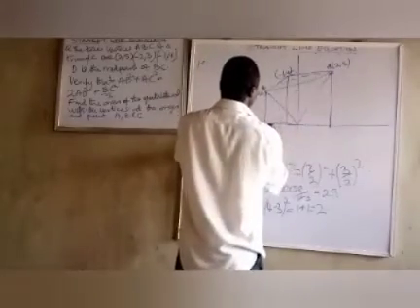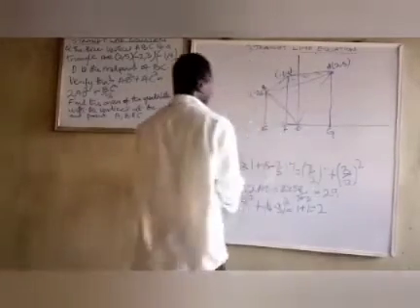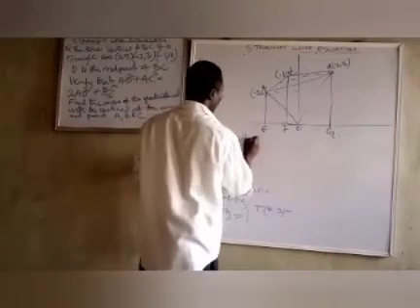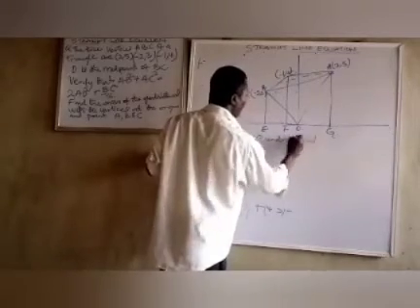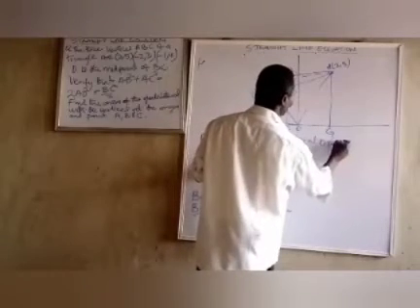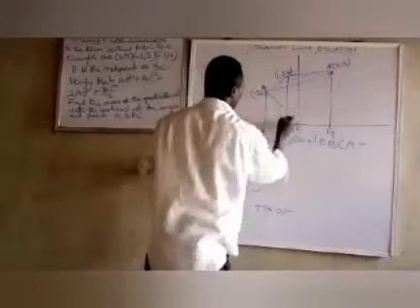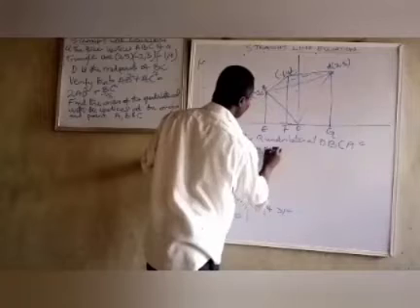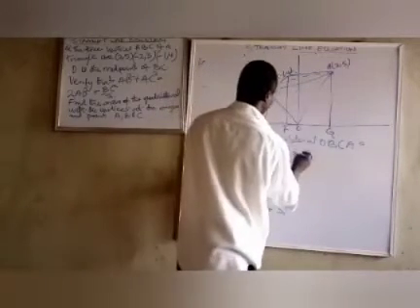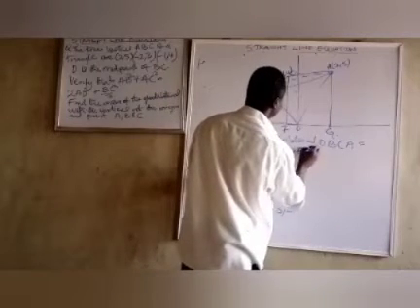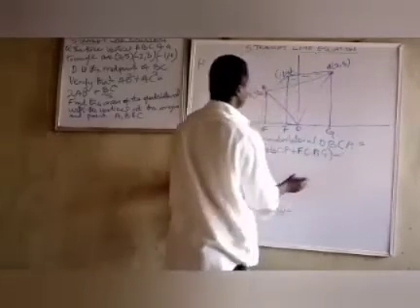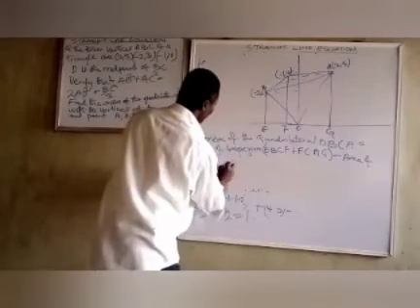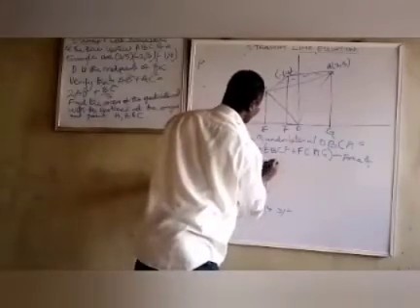So let me call this place E, F, G. Area of the quadrilateral E, F, O, B, C, A will be equal to area of the trapezium E, B, C, F plus trapezium F, C, A, G, A, minus area of triangle E, B, O plus O, A, G.